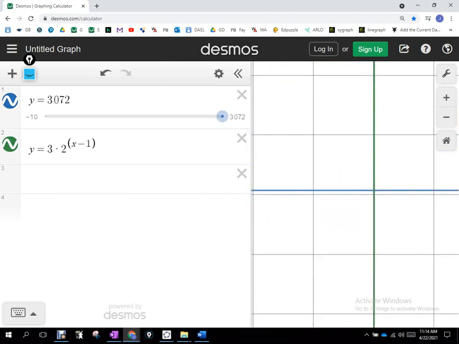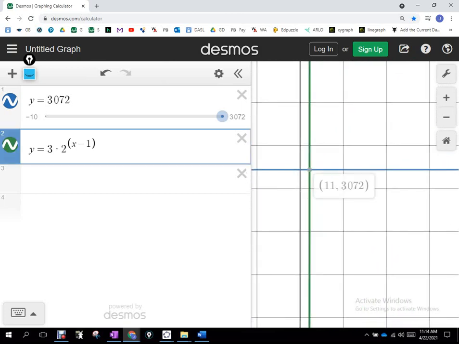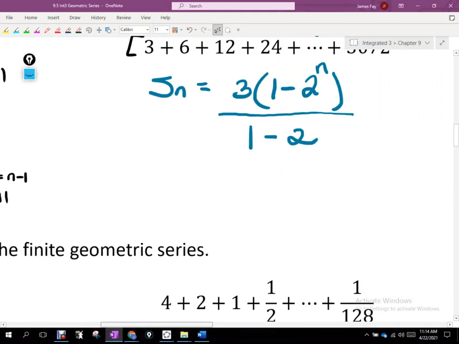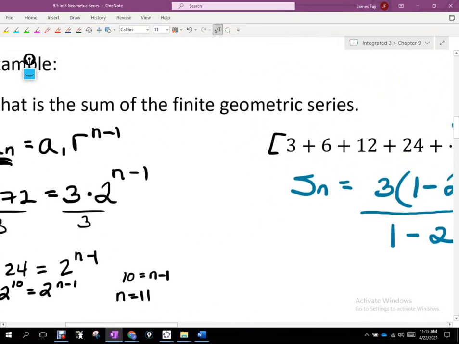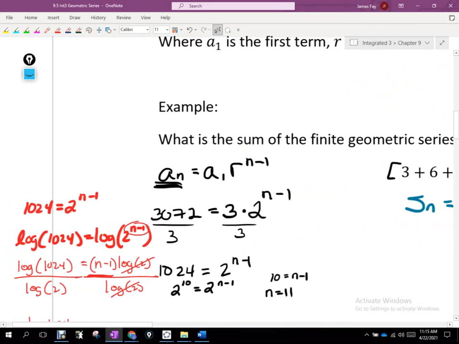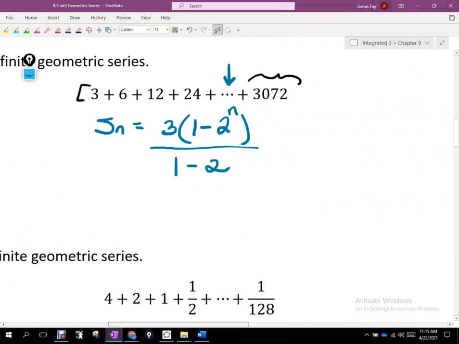So I'm looking at where the blue graph intersects the green graph, and when I select that point, does the x value give me 11? Does that kind of make sense? So I think that'd probably be the most efficient, maybe most successful way of finding how many terms are in our list. Okay, because if they give you a problem like this, you're always going to have to go through this red stuff or this black stuff to find n. But now we know it's 11.